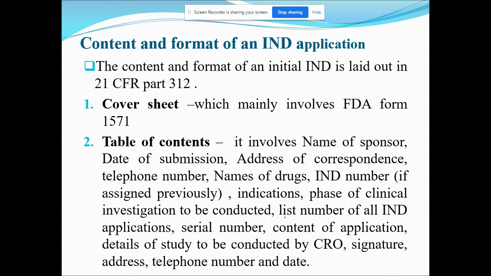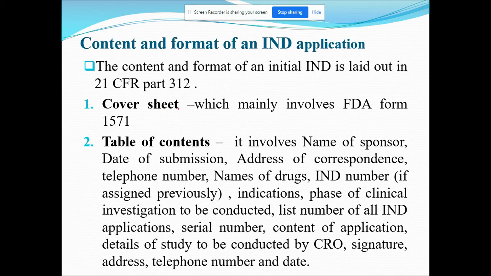The content and the format of IND is given in 21 CFR Part 312. The content and the format of the initial IND is laid out in 21 CFR, Code of Federal Regulations Part 312. Now, what are the contents? First, it consists of the cover sheet, which mainly involves the FDA Form 1571.